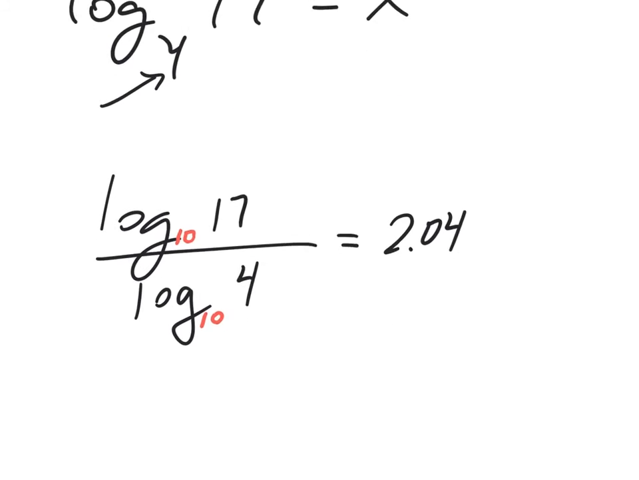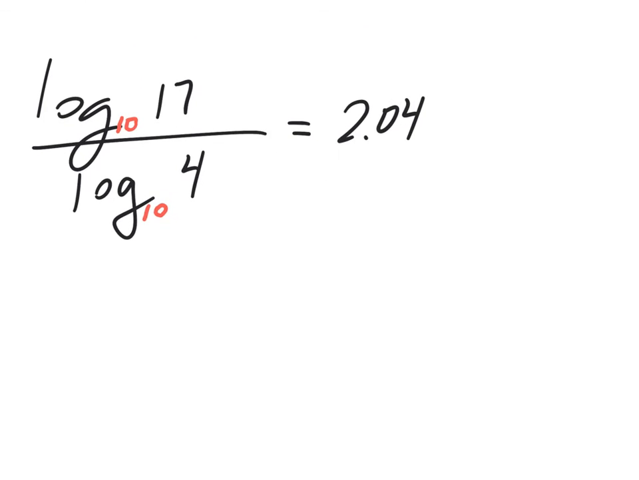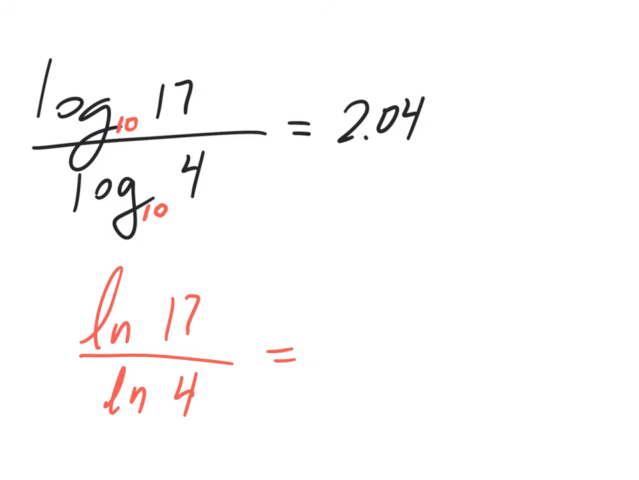All right, now this is going to freak some people out, but I think it's worth mentioning. ln 17 over ln 4 would have worked also. It would have also given you 2.04. But is ln the exact same thing as log? No, it is not.